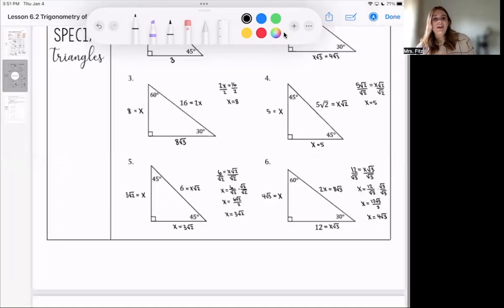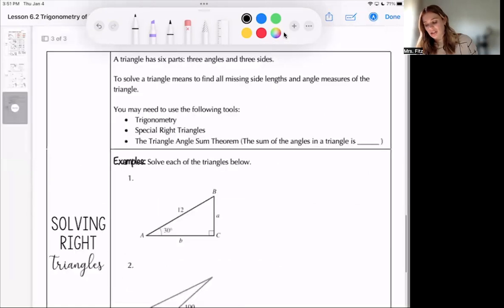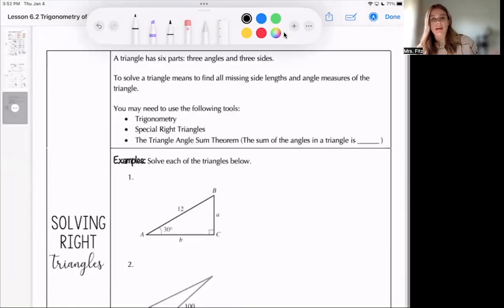Okay, that was a little overview of our special right triangles. The very last thing that we're going to do is use different theorems, whether they are the triangle angle sum theorem, trigonometry, or our special right triangle rules to figure out missing side lengths and angle measures of right triangles.